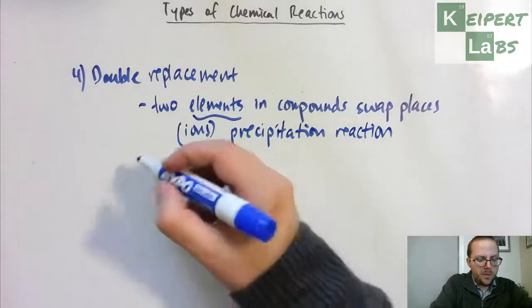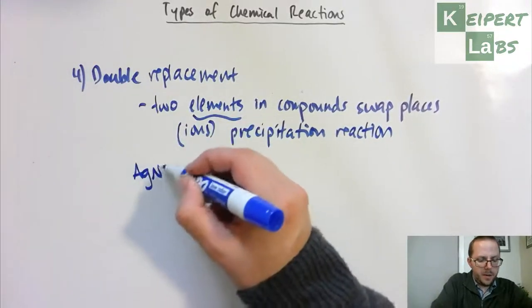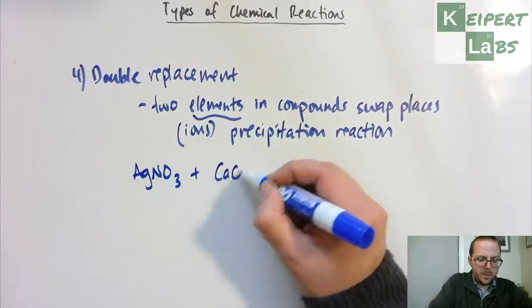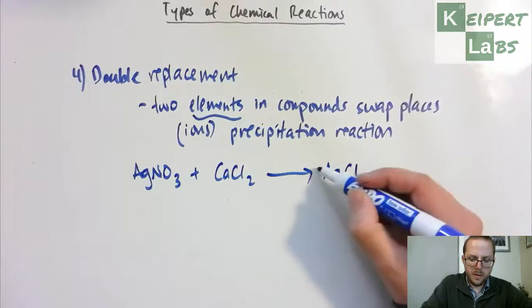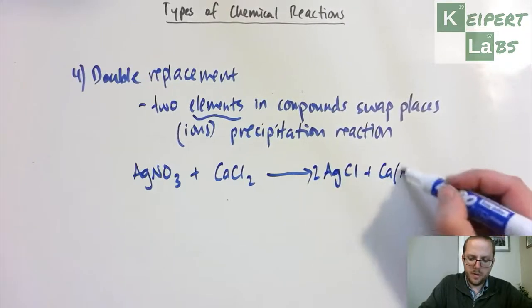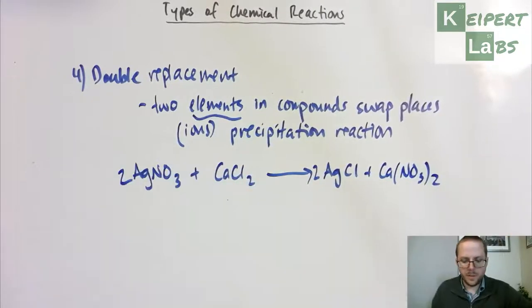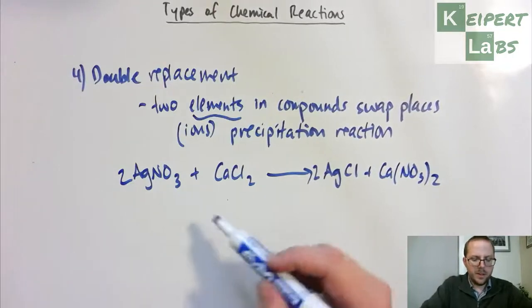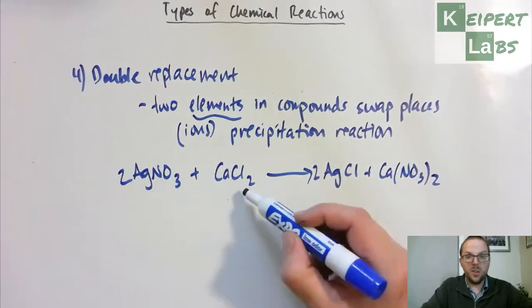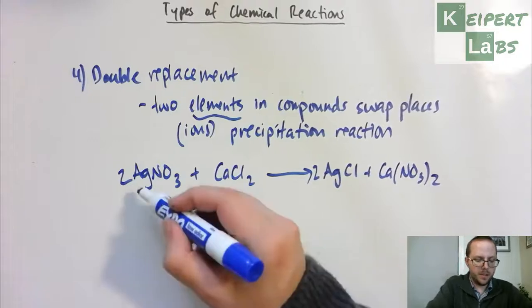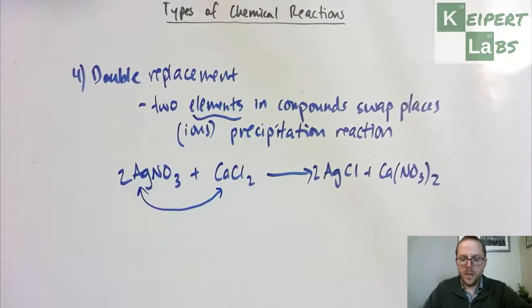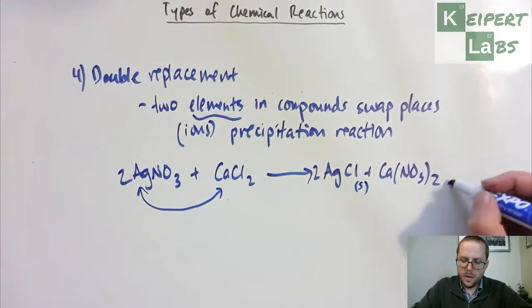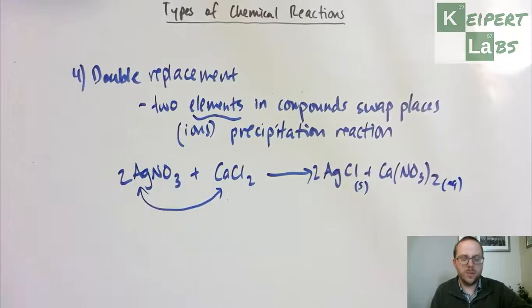If we had, say, silver nitrate reacting with calcium chloride to form silver chloride and calcium nitrate. In this case, you can consider it either way: either the nitrate and the chloride have swapped places, or the silver and the calcium have swapped places, to form two new compounds. What happens is that the silver chloride is a solid, it doesn't dissolve in water, and so we get a white precipitate of silver chloride.